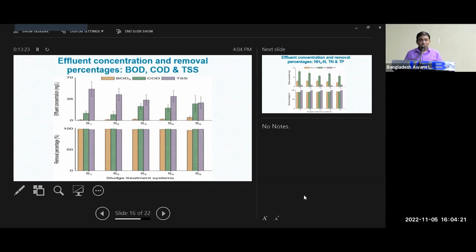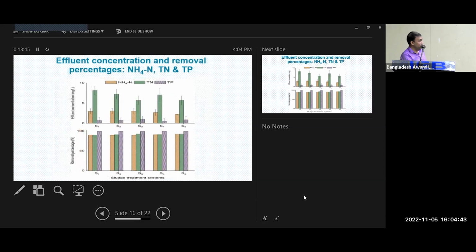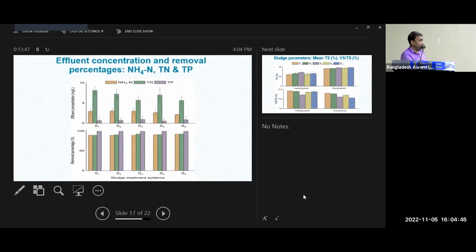That means we have not found that the planted system was better than the microbial, or the planted microbial with earthworm was better than the planted. So all systems were almost equivalent in terms of BOD removal. But most importantly, they met the discharge criteria. But when we go for the ammonium concentration, look, it is below 5 milligram per liter. So it made that easier discharge criteria.